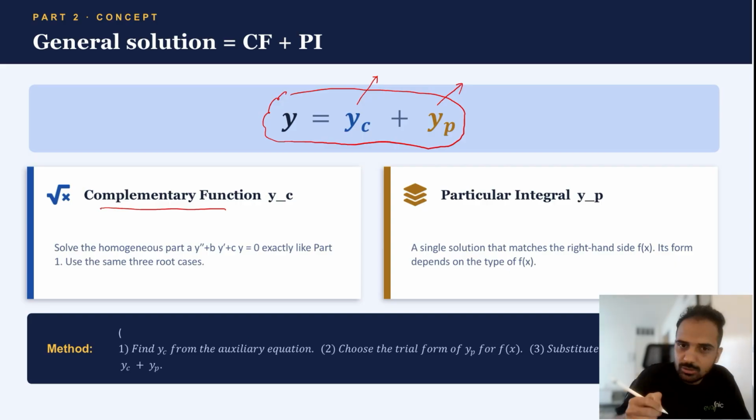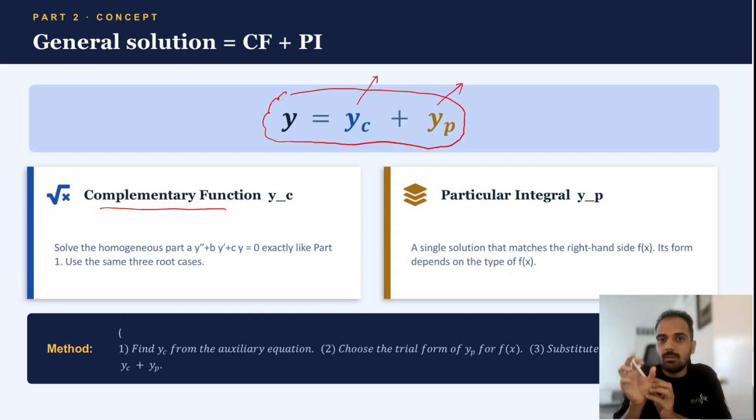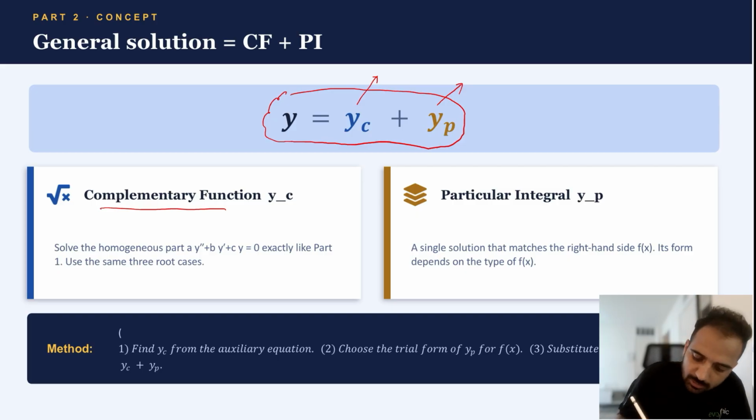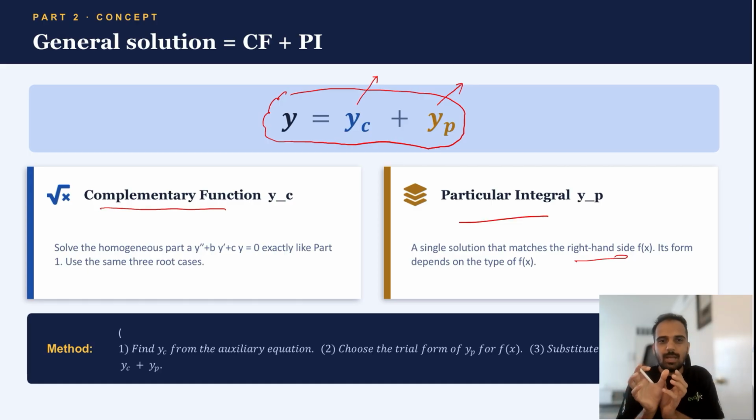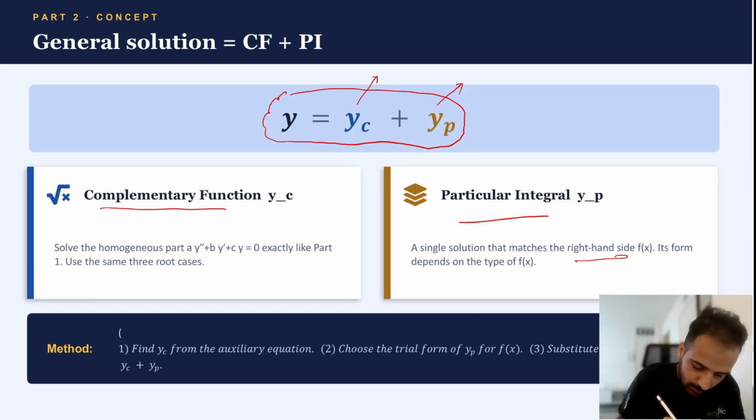In the first part, what will you do? You will first find your complementary function, and after that, on the basis of the forcing term on the right hand side, you will calculate your particular integral. This particular integral will have a similar nature to the forcing term. In signal processing, this particular integral is your steady response, and your complementary function is the transient response.